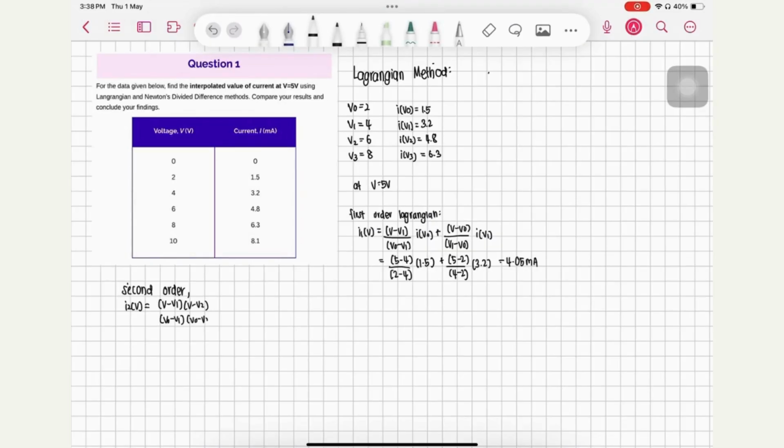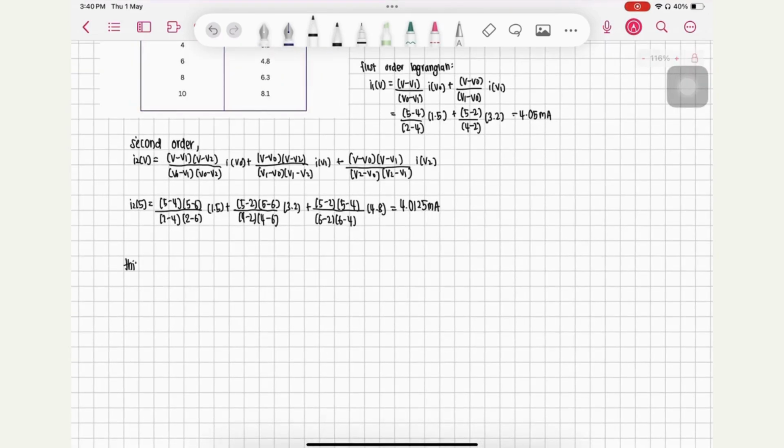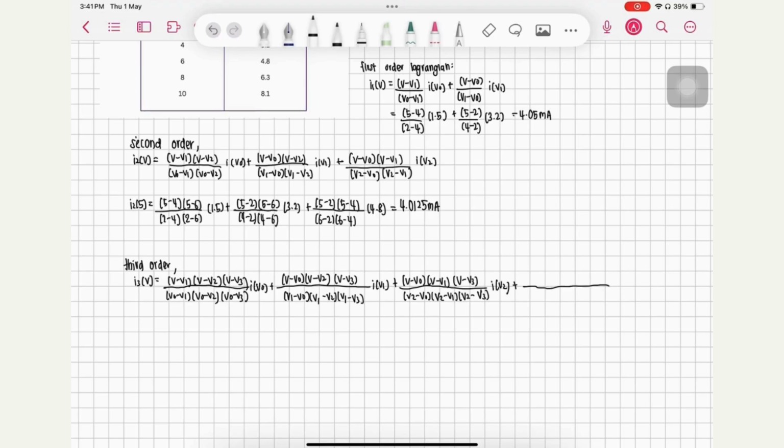Next, we need to find the second order of Lagrangian and plug into the formula, and we get the value of 4.0125 milliampere. Repeat the same step to find the third order of Lagrangian and plug all the values into the formula, and we will get the same value of 4.0125 milliampere.